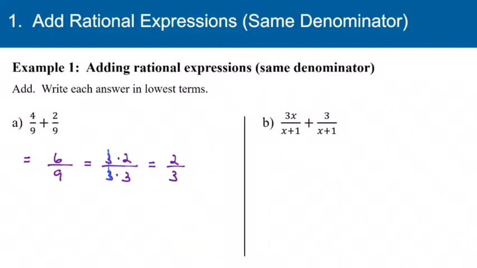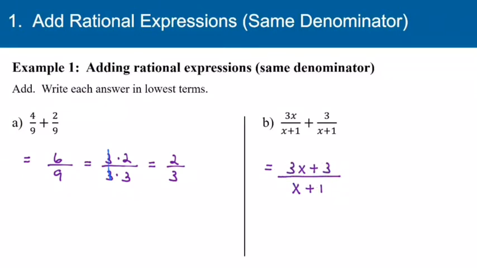Let's try that here. So notice that we have the same denominator. That means we can go ahead and combine the tops together. So 3x over x plus 1 plus 3 over x plus 1 means we have 3x plus 3 all over that same denominator.